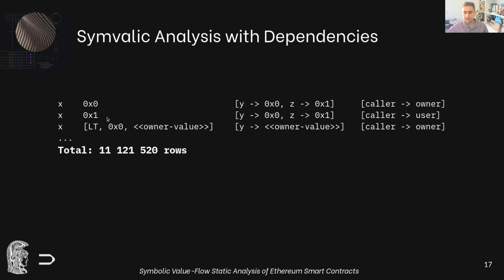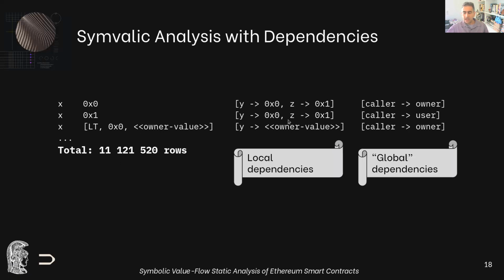So what do dependencies look like? The dependencies will look like X will have the value 0 if Y has the value 0 and Z has the value 1, and the caller is owner. And typical numbers for actual contracts are in the millions or tens of millions. So here we have, for one contract, 11 million rows of this table.